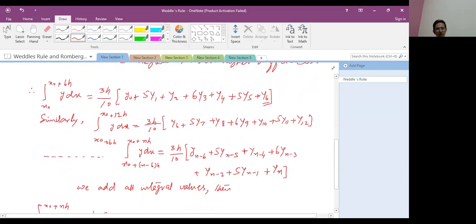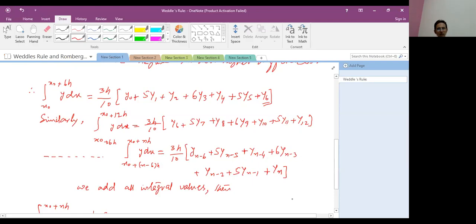Now similarly, student, when we find the nth integral value, from x0 plus n minus 6h to x0 plus nh, the last integral value is 3h over 10 times, in general, y of n minus 6 plus 5 y of n minus 5 plus y of n minus 4 plus 6 times y of n minus 3 plus y of n minus 2 plus 5 y of n minus 1 and the last value yn. So student, when we put n equal to 6, it means 6 minus 6 is 0, 6 minus 5 is 1, 6 minus 4 is 2, 6 minus 3 is 3, 6 minus 2 is 4, 6 minus 1 is 5 and then 6.